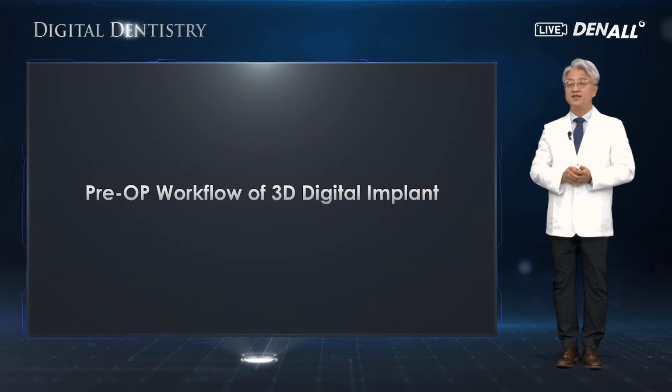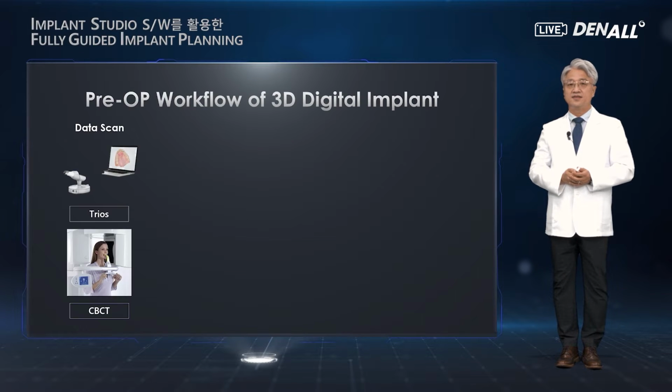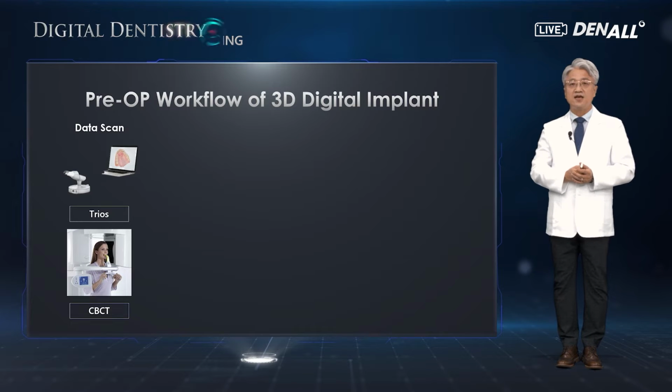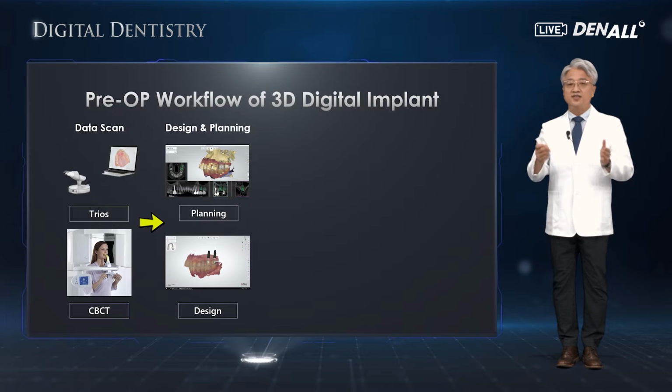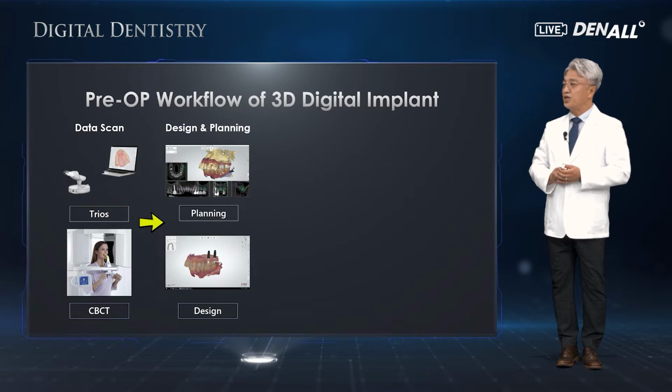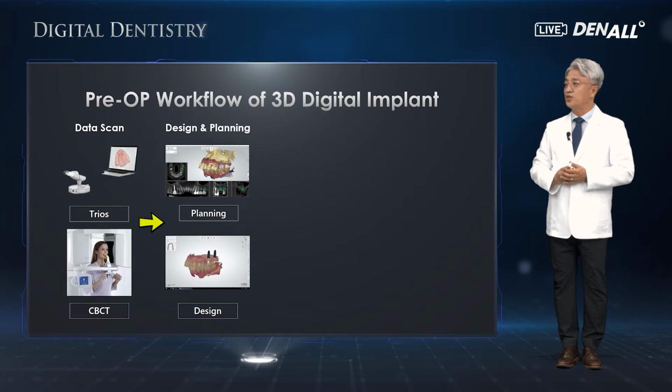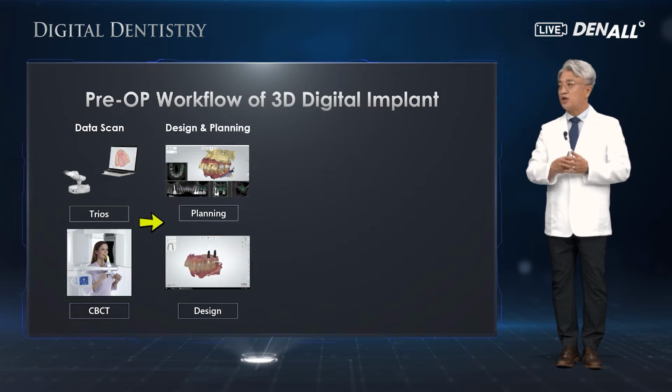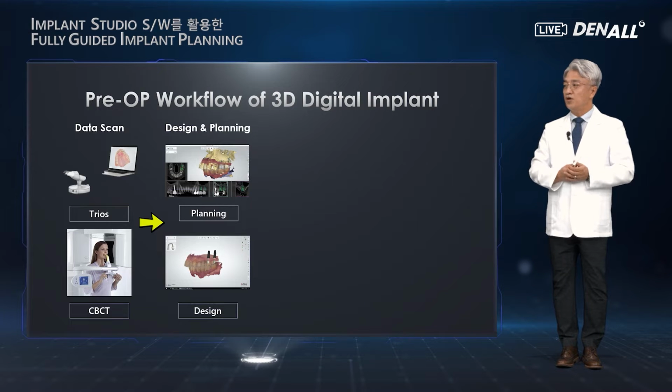Let's look at the pre-op workflow of a 3D digital implant. First, in order to do 3D digital implant surgery using CBCT, the three-dimensional anatomic structure needs to be acquired using an intraoral scanner as well. Surgery simulation, planning software, or prosthesis design software is used to simulate implant coordinates. Based on that, the prosthesis is designed.